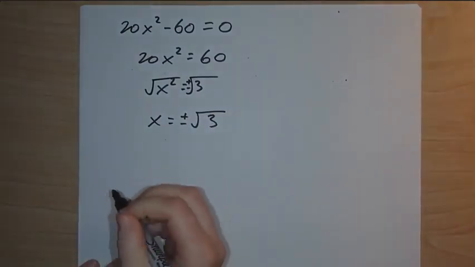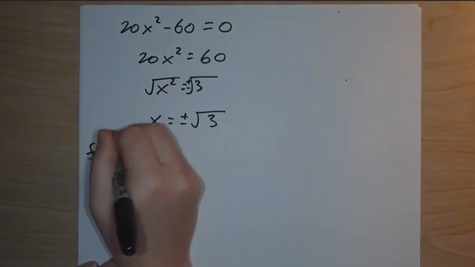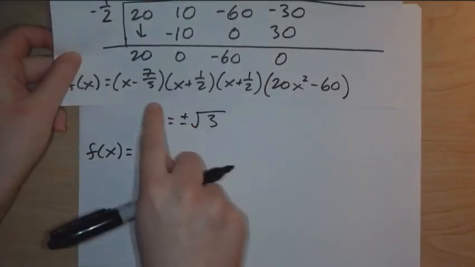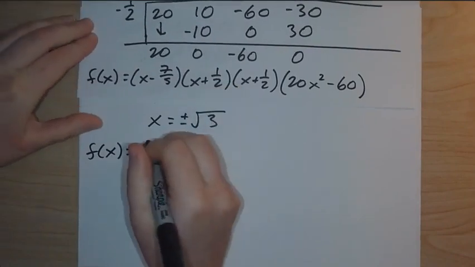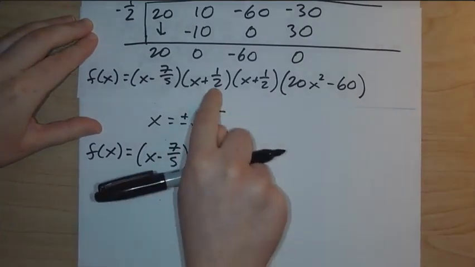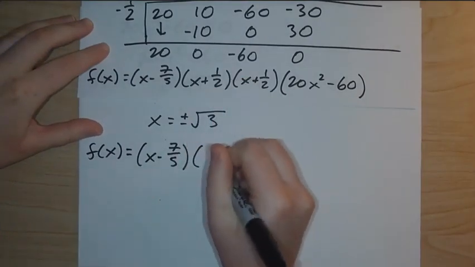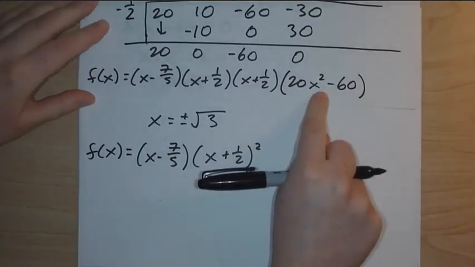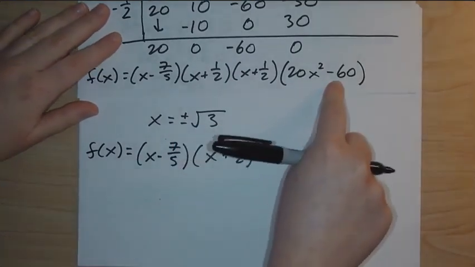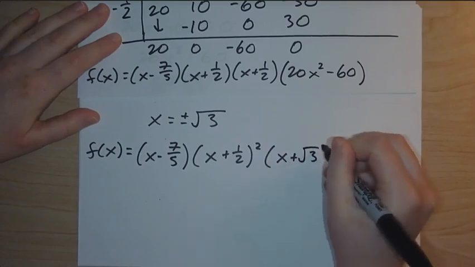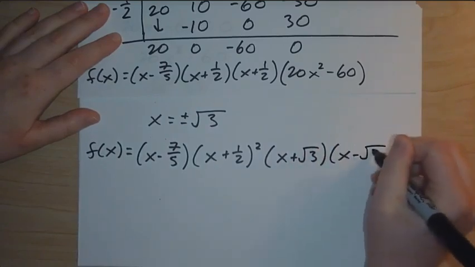So we know that f of x can be rewritten as, and this is in fully factored form, using what we've learned from the last portion, that f of x is the same thing as x minus 7/5, and then x plus 1/2 and x plus 1/2 are the same thing, so we can rewrite this as x plus 1/2 squared. And then we rewrote this portion. We found the zeros that this went into, so this is x plus square root of 3 and x minus square root of 3.